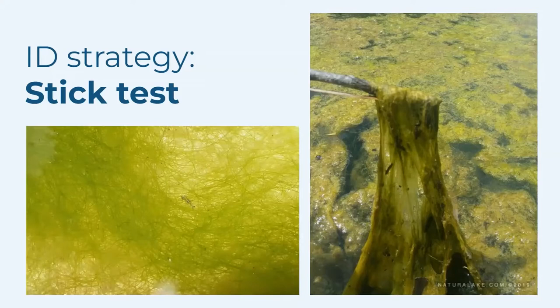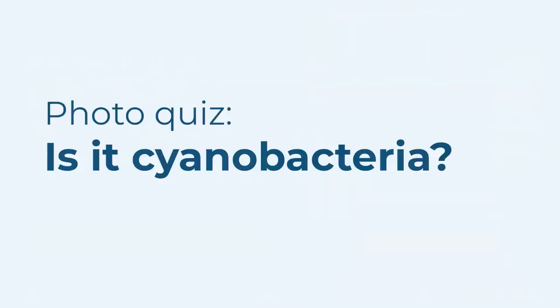If instead, though, the stick comes up without anything attached to it, or it looks like it's been dipped in a can of paint, those are indications that what you're seeing might be cyanobacteria and a HAB, and you should proceed with caution. So there you go. You will not be tricked anymore by filamentous green algae. So let's do another photo quiz. You know how this works now.